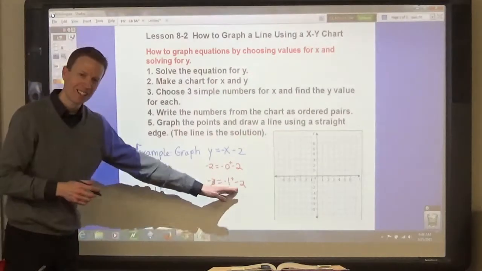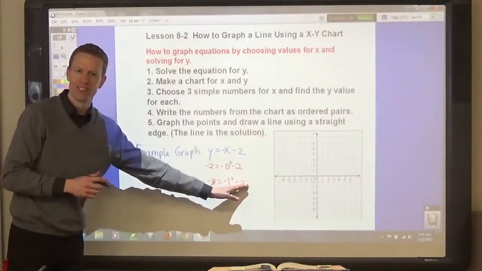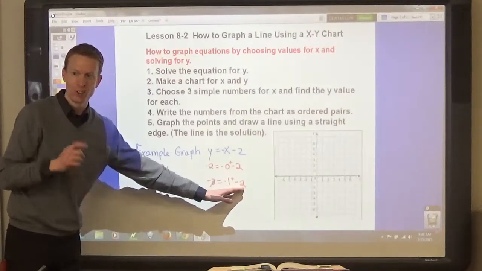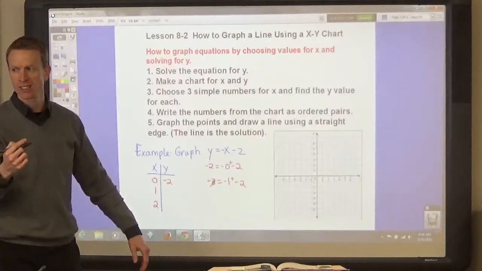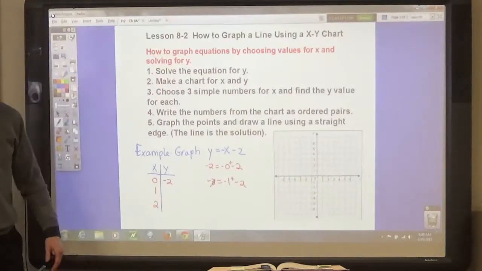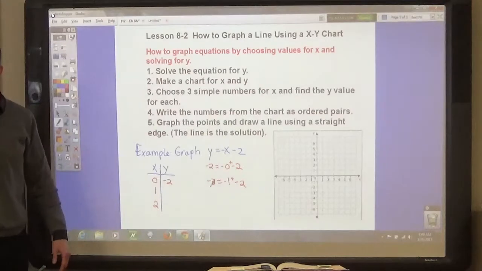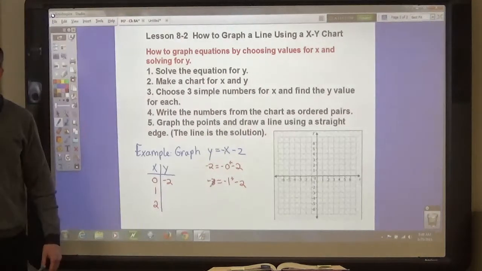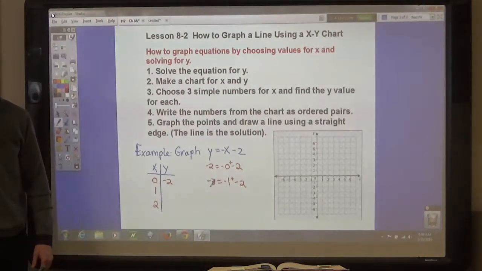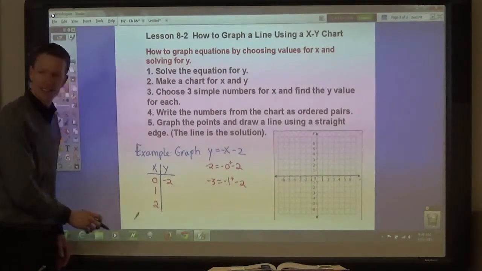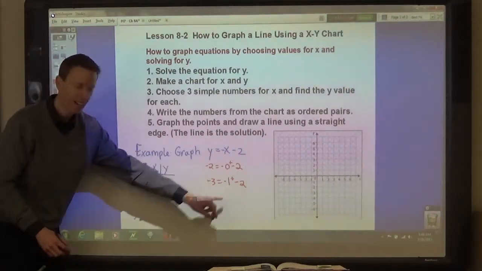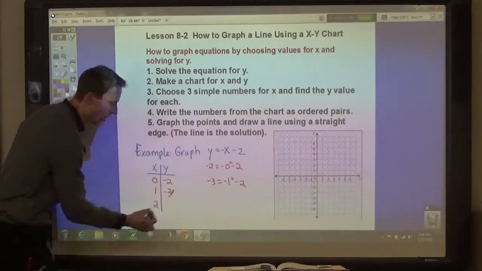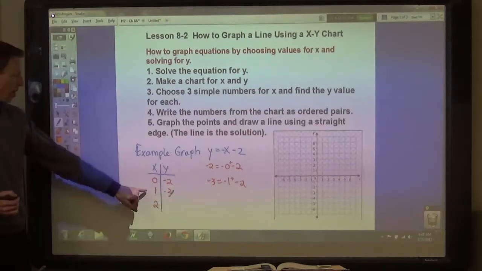Follow along here. I just did this problem for you, and I want you to pay attention so you have the answers to the questions that I'm asking. When x is 1, y is? John? When x is 1, y is? Not 3. Negative 3, isn't it? So we write negative 3 next to 1 on our chart.